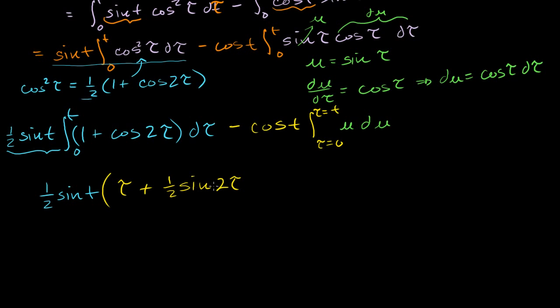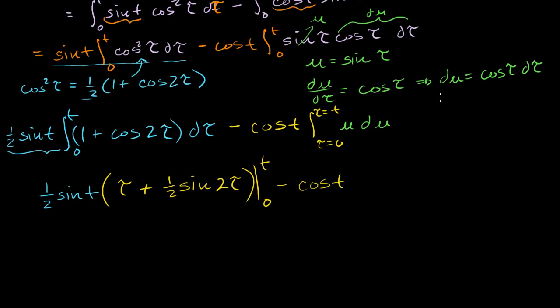The derivative of 1/2 sine of 2 tau: you take the derivative of the inside, so that's 2. So the 2 and the 1/2 cancel out. And then the derivative of the outside, so cosine of 2 tau. And you're going to evaluate that from 0 to t. And then we have minus cosine of t.